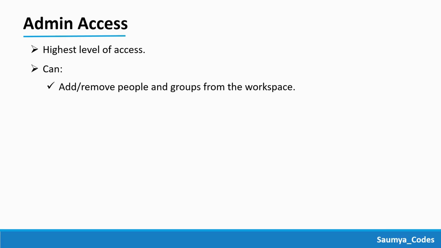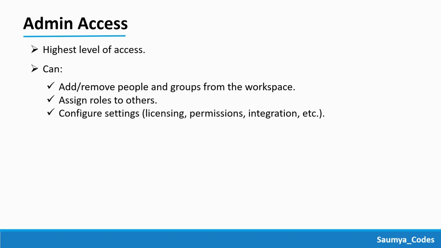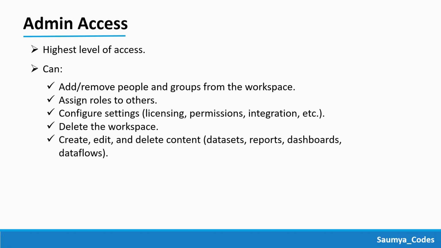Admin can add and remove people and groups from the workspace. He can assign roles to others. He can configure settings, licensing permissions, and integrations. These are the workspace configuration settings. He can delete the workspace, and he can create, edit, and delete content including datasets, reports, dashboards, and dataflows. Admin access is basically given to workspace owners or managers, project managers. This is all about admin access.